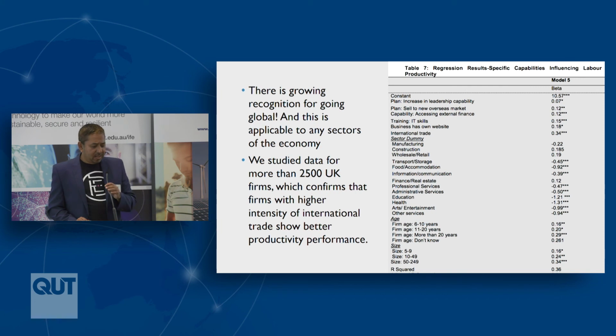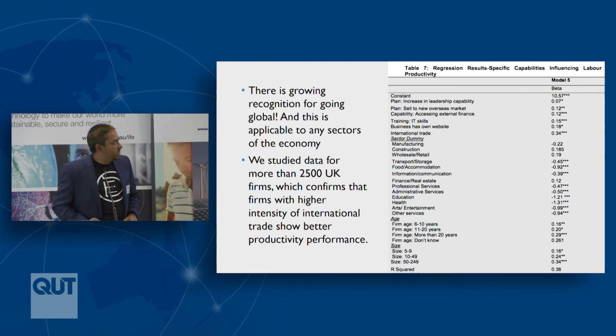So this is one of the studies we did last year with the Enterprise Research Centre in the UK. We analyzed data for about 10,000 firms for a couple of years. And this part of the analysis is about 2,500 UK firms. It's part of a large project. And we found that, if we see the coefficient value, IT skills and the business having its own website are true contributors, but also international trade.